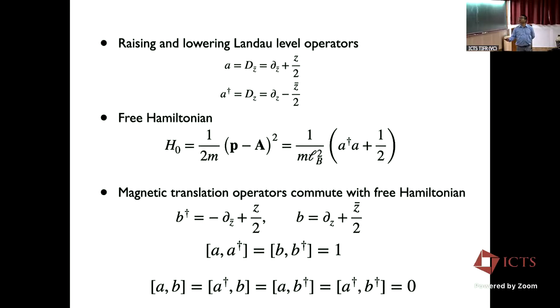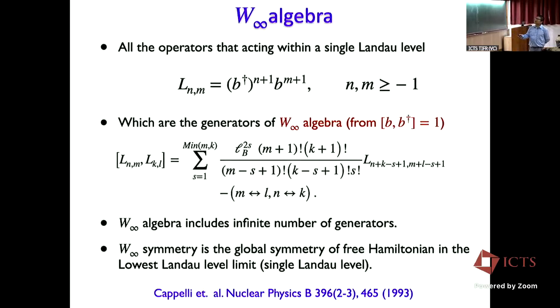that I introduced before. So if you consider operators like B dagger to the power n plus 1 and B to the power n plus 1, they are the generators of the thing called the W infinity algebra. With a commutation relation like that, you can create it exactly using the commutation of B and B dagger. W infinity has an infinite number of generators, and it's a global symmetry of the free Hamiltonian in the lowest Landau level limit. If you do not consider the interaction between electrons, then W infinity is a global symmetry of the free Hamiltonian with an infinite number of generators.